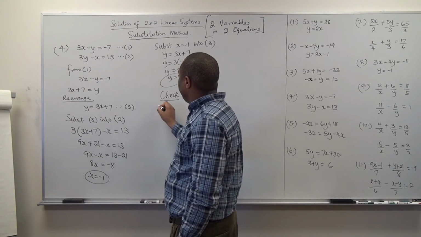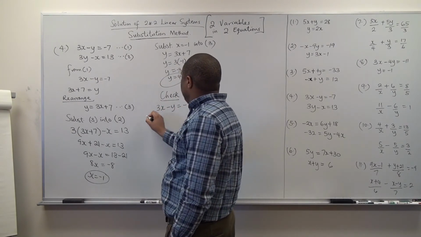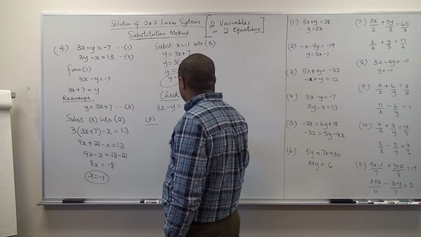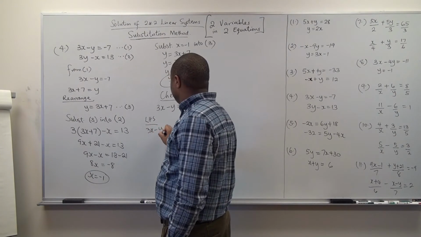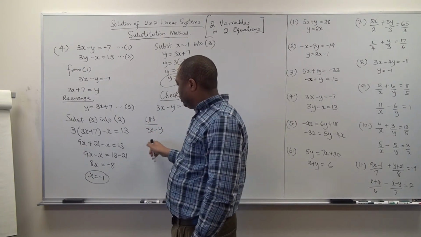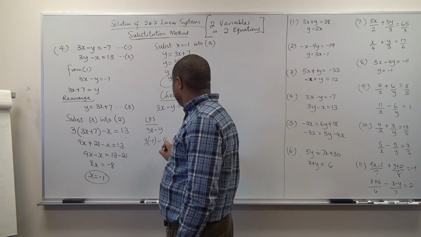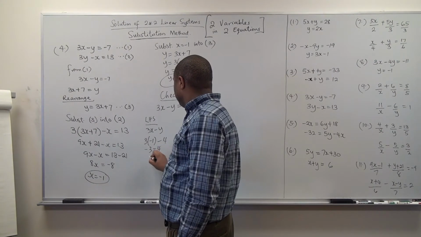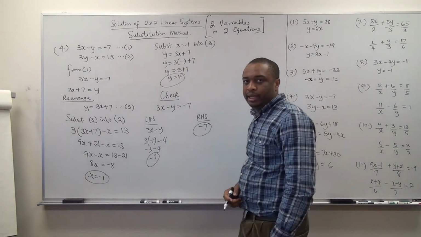In checking our work, we write the main equation, 3x minus y, the first one. Left hand side, right hand side. Left hand side is 3x minus y, right hand side is negative 7. So we plug in 3 times negative 1 minus 4. Negative 3 minus 4 is negative 7. Negative 7 on the left hand side, negative 7 on the right hand side.